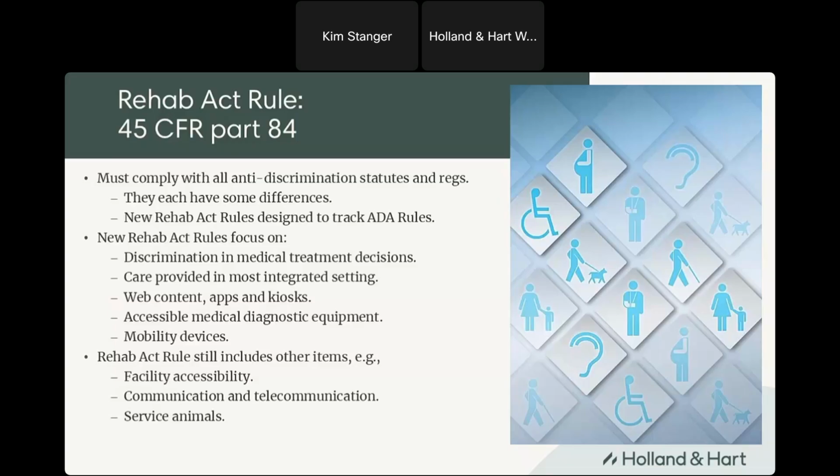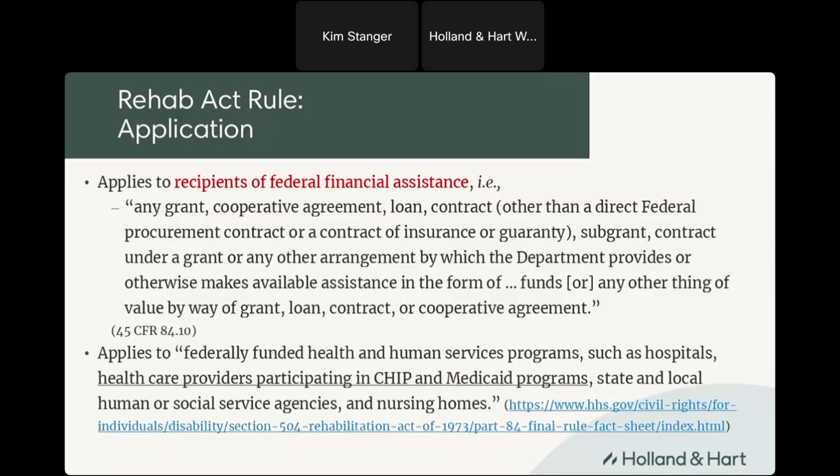I'll cover those, but I also wanted to give you a brief overview of what the prior rule has been, because a lot of times you don't realize that it's still there. So the Rehab Act rule, some of the other requirements are still on the books, including the requirements that you've got to have accessible facilities. You've got to make sure that your communication and telecommunication systems are accessible to persons with disabilities and comply with the rules concerning service animals.